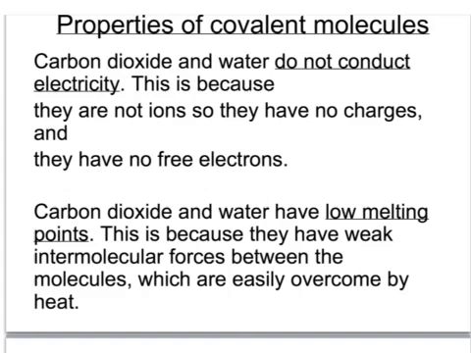Some properties, therefore, of these covalent molecules like water and carbon dioxide. The first we've looked at already. They've got low melting points because they've only got very weak attractions between the molecules, these intermolecular forces, which are easily overcome by a small amount of heat. So they've got low boiling points and low melting points. And secondly, they don't conduct electricity, and that's because they're not made of ions, they've got no charges, and there's no free electrons to carry any charge or electricity through them.